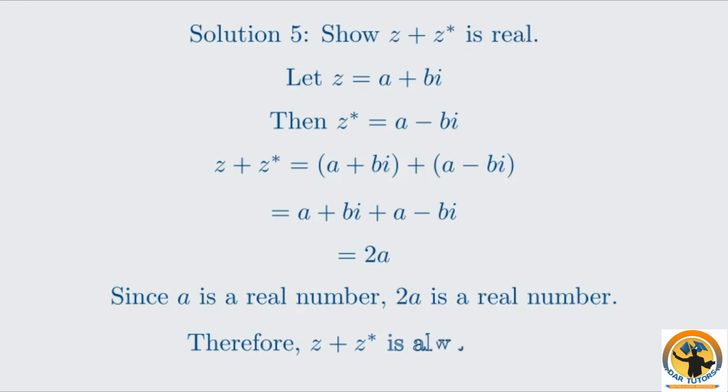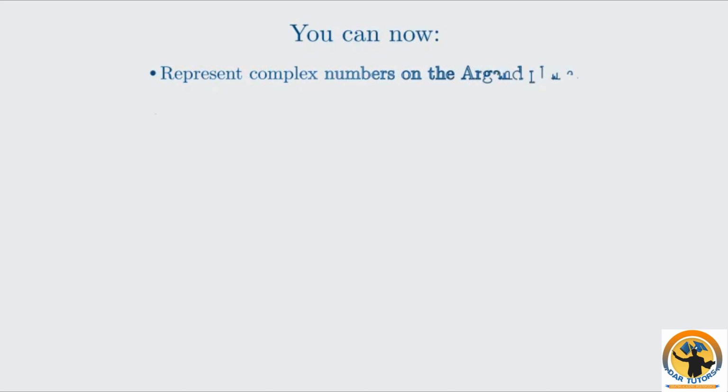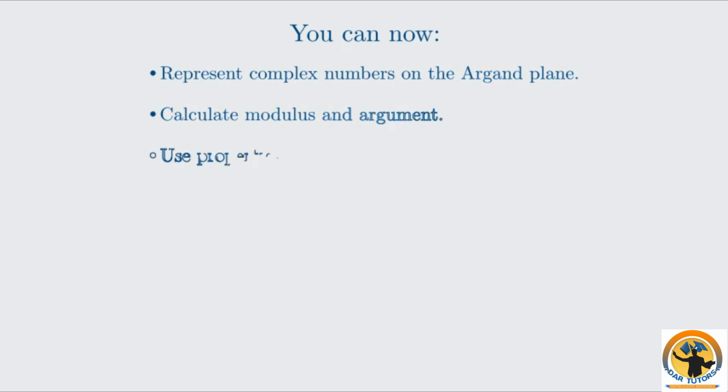This proves that the sum of any complex number and its conjugate is always a real number. That concludes our introduction to complex numbers. We have established the foundational concepts of the Argand plane, modulus, and argument, and practiced applying them to solve problems. You should now be able to confidently represent complex numbers, calculate their modulus and argument, and use the properties of the conjugate and modulus to solve equations. These skills are crucial for the more advanced topics we will cover in the future.